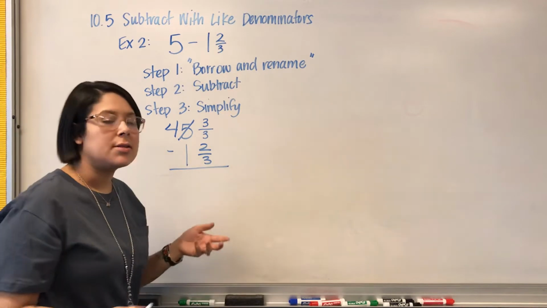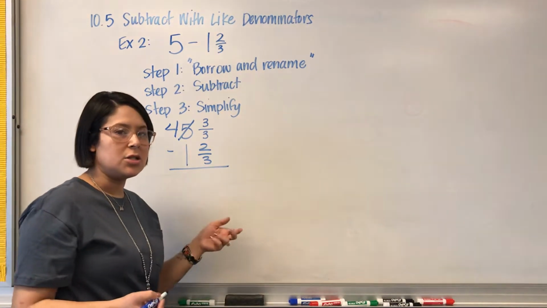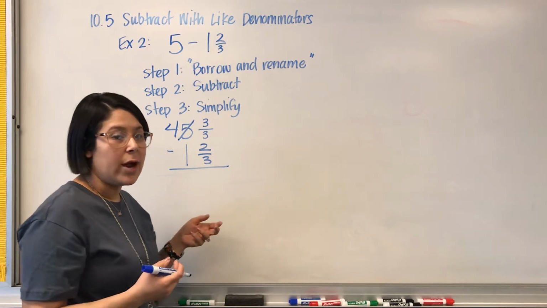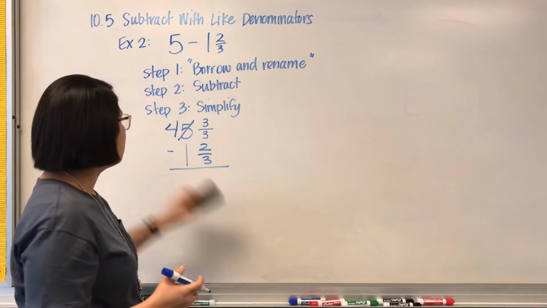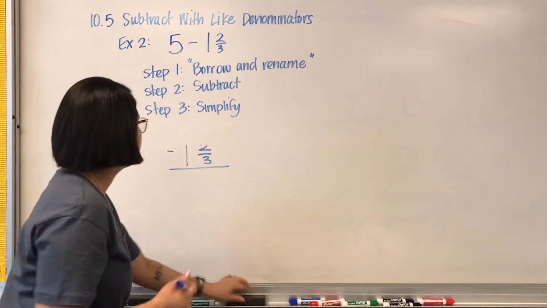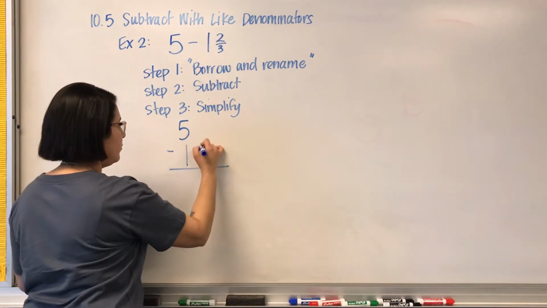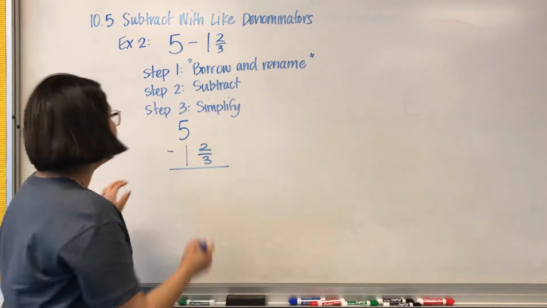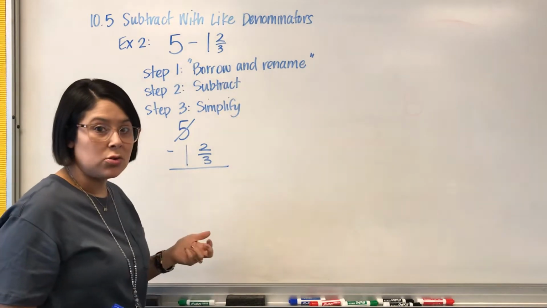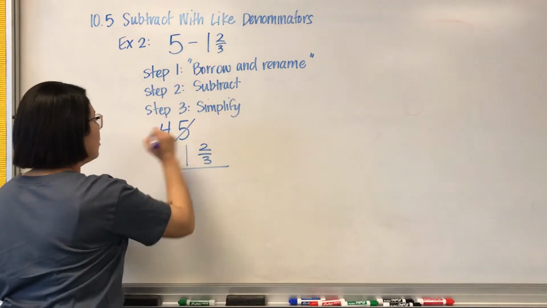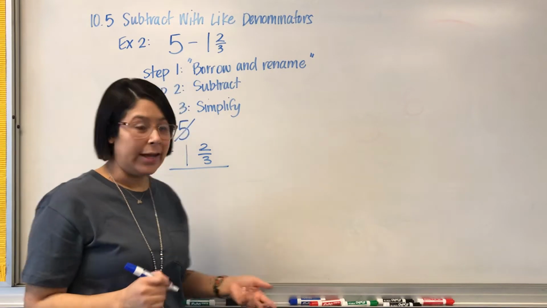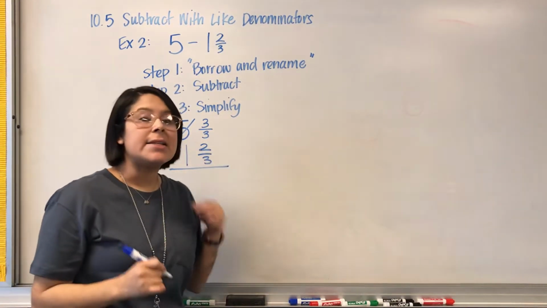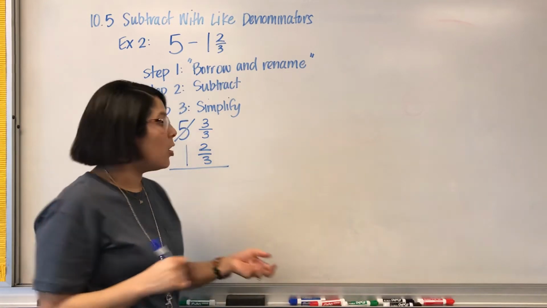So this is going to take a little bit of practice. If you didn't understand what I just did, I kind of jumped, okay? So it's going to take that little bit of practice to know how to do that, okay? So I'm going to say it again. Okay, I had a 5, and I'm going to borrow 1. If I borrow 1, this turns into a 4. And I just borrowed 1, so now I have 3 over 3.